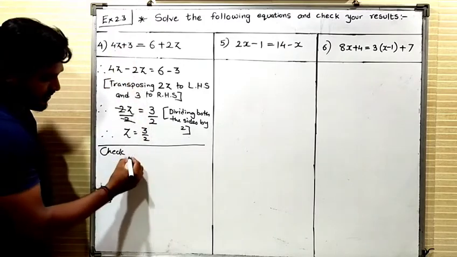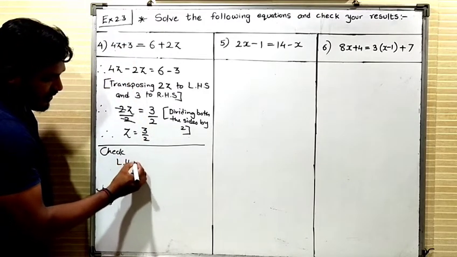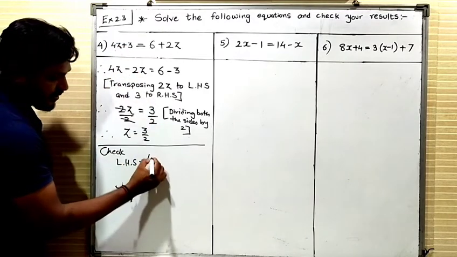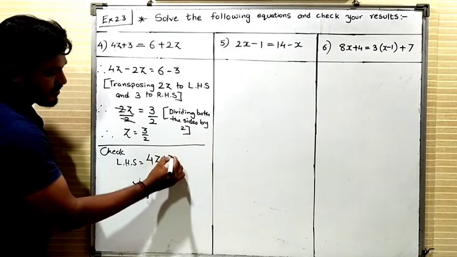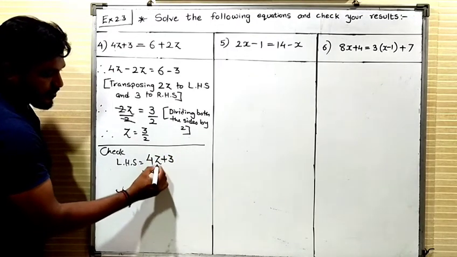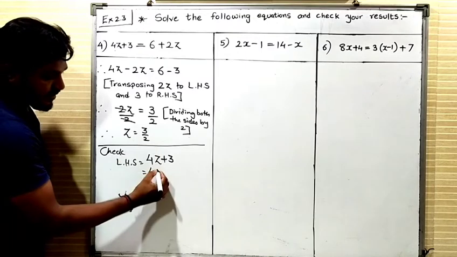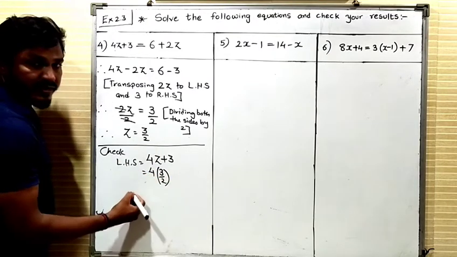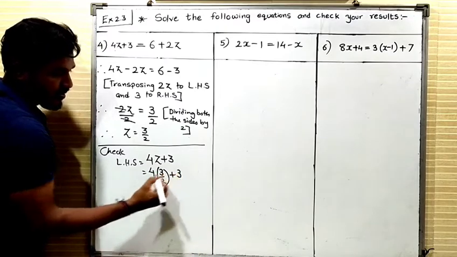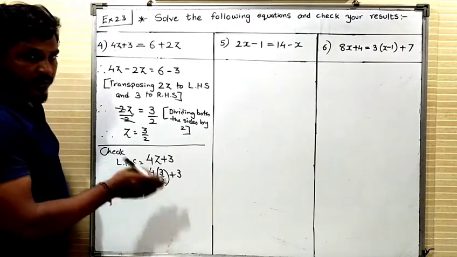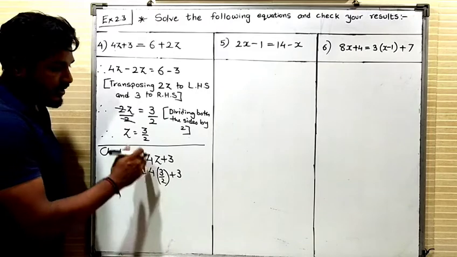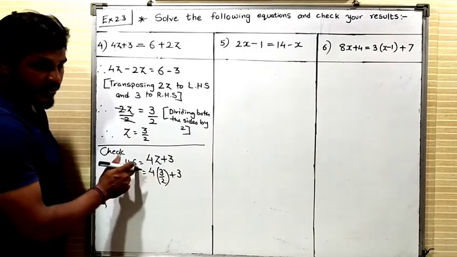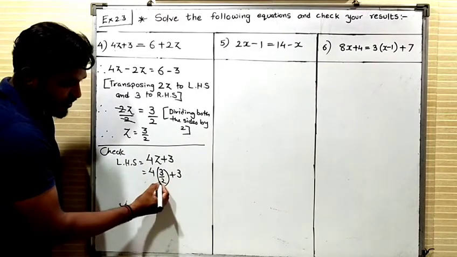So first let us find the value of LHS, that is 4z plus 3. Now substitute the value of z with 3 by 2. So write down 3 by 2 in place of z. Dear student, if cancellation is possible, you can cancel. If it is not possible, direct multiplication. Here it is possible.